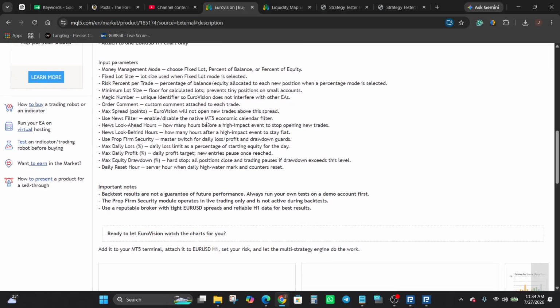maximum equity drawdown. Now here is something important that the developer states directly on the page, and it is worth passing on before we look at the backtest. The prop firm security module, with its daily loss, profit, and drawdown guards, only operates in live trading and is explicitly not active during backtest. So any drawdown we see in this test reflects the EA without that live-only protection layer running.